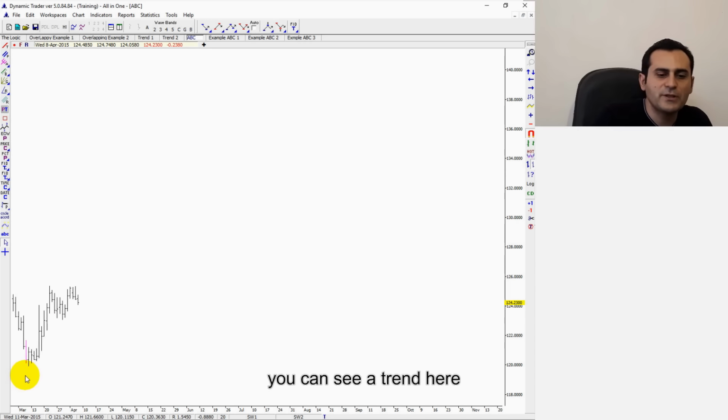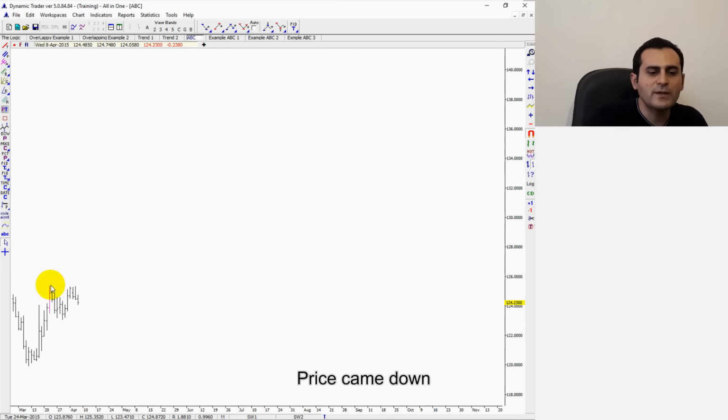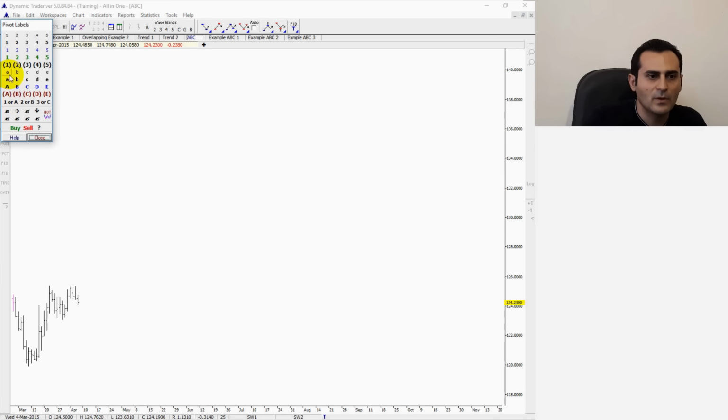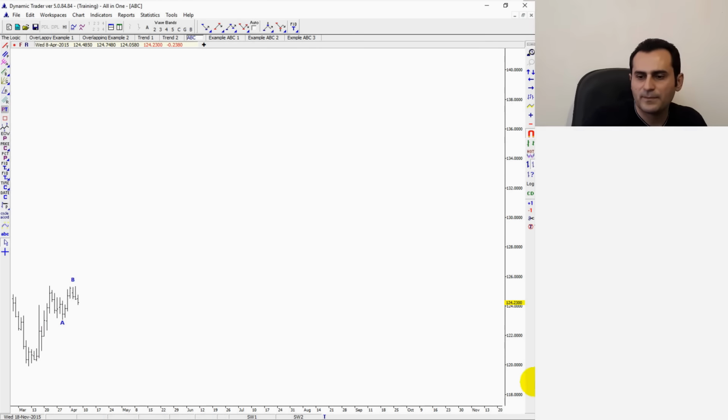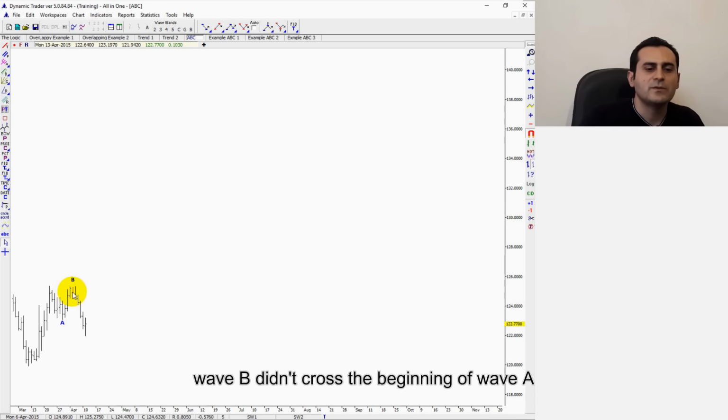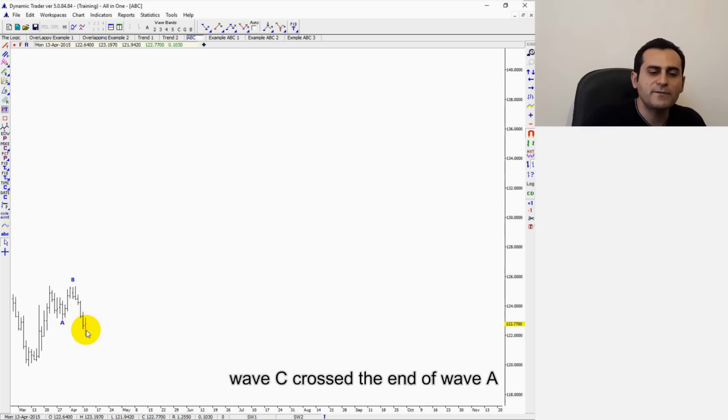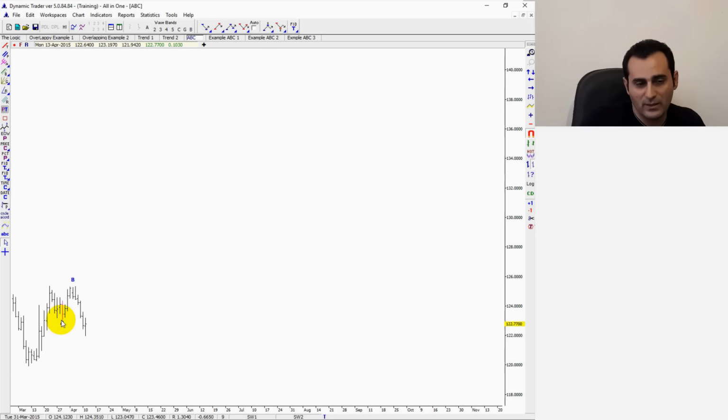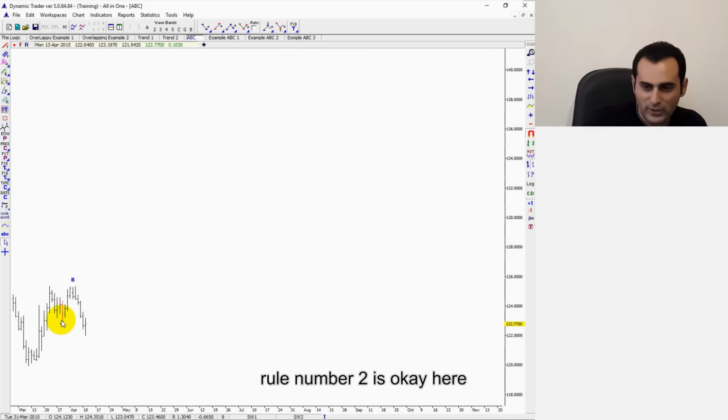You can see a trend here. Price comes down and makes A, comes up and makes B, and then again comes down. Wave B didn't cross the beginning of wave A, rule 1. Wave C crossed the end of wave A, rule 2. It's okay. Then.